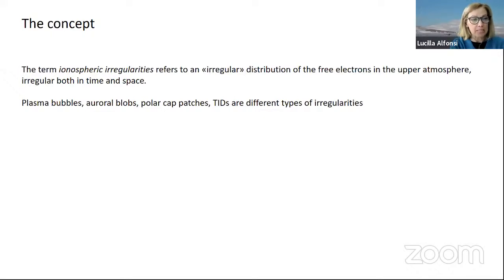The concept is that generally the ionospheric irregularities is a term that refers to an irregular distribution of the free electrons in the upper atmosphere. This irregularity is meant as in time and space. So typical examples of irregularities are plasma bubbles, auroral blobs, polar cap patches, but also traveling ionospheric disturbances.